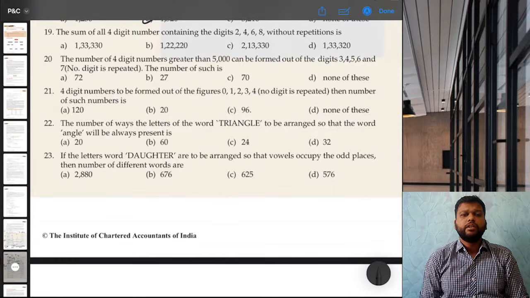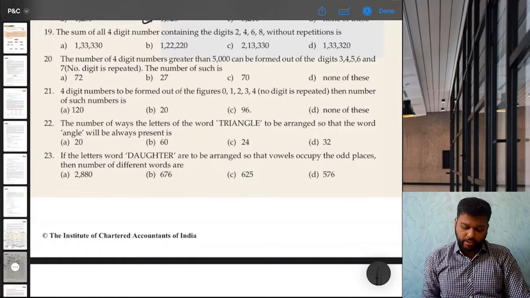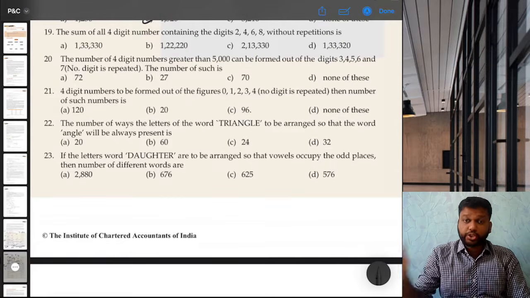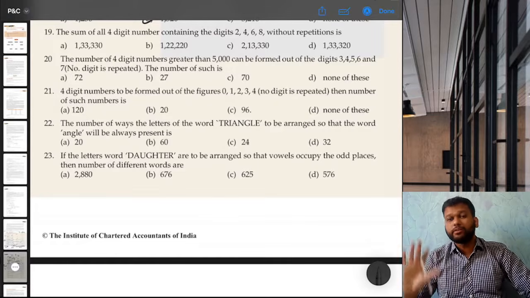Next, 19th. Sum of all 4-digit numbers containing the digits 2, 4, 6, 8 without repetitions. Now there is a very easy shortcut for this. I have uploaded a separate video for this, a short 5-minute video. Watch it so that you can solve this question easily.